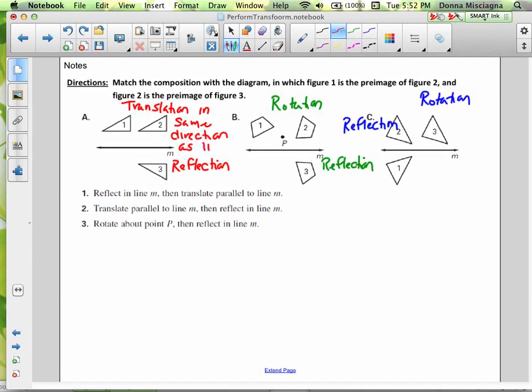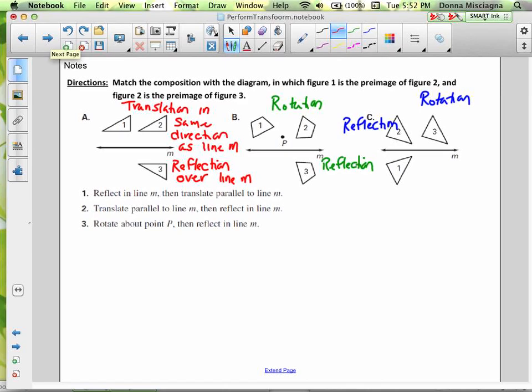as line M. All right, and then how do we get from 2 to 3? When you have a reflection, you have to reflect over something. What line do we reflect over? It's a reflection over line M.